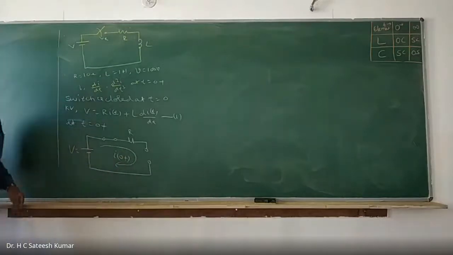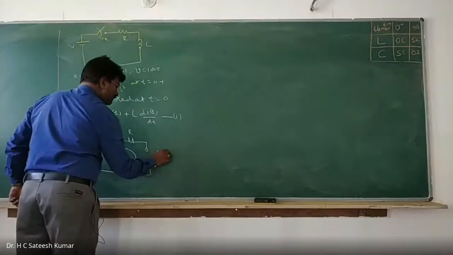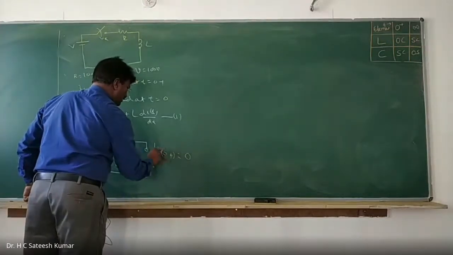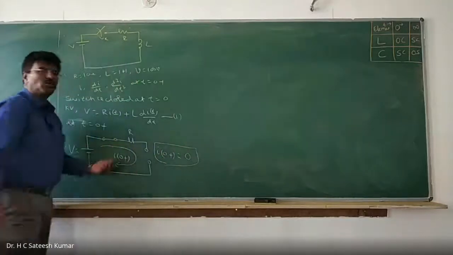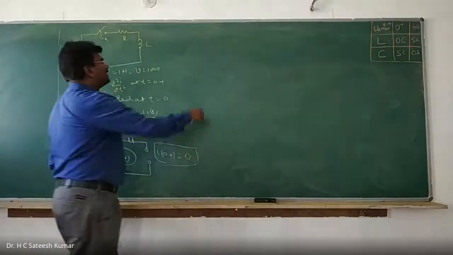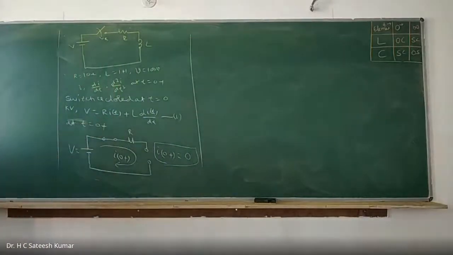Anybody can tell that it is open circuited, current is 0. So therefore, i 0 plus is what? Directly, i 0 plus is equal to 0. Why is it 0? Because it is open circuited. So this will fetch you 3 marks. Now, next what you should do? Substitute in equation 1, you will get another 3 marks.